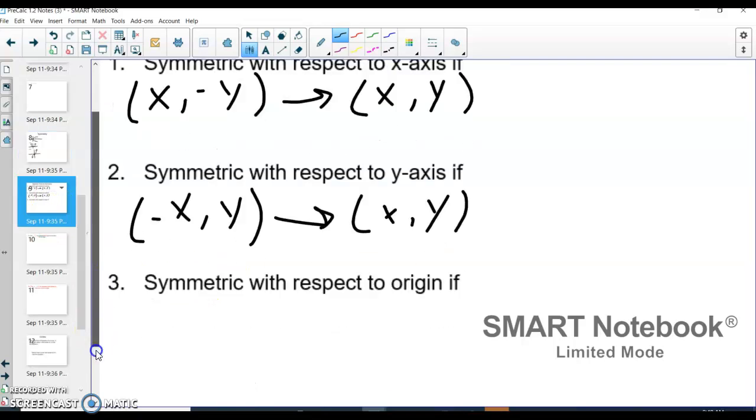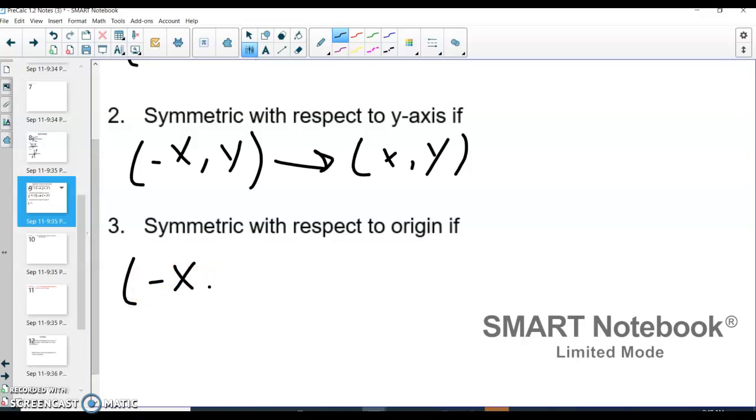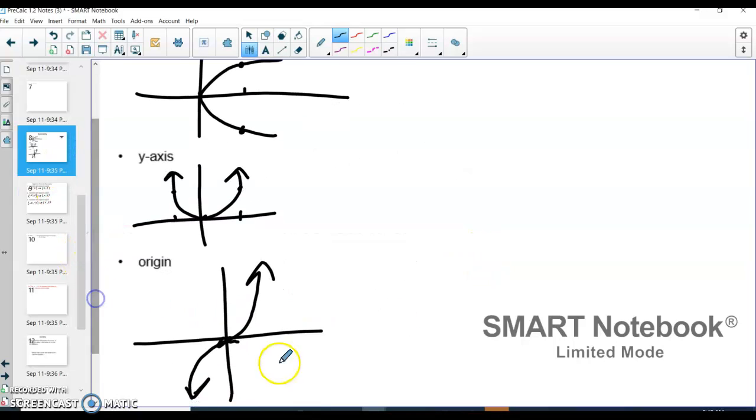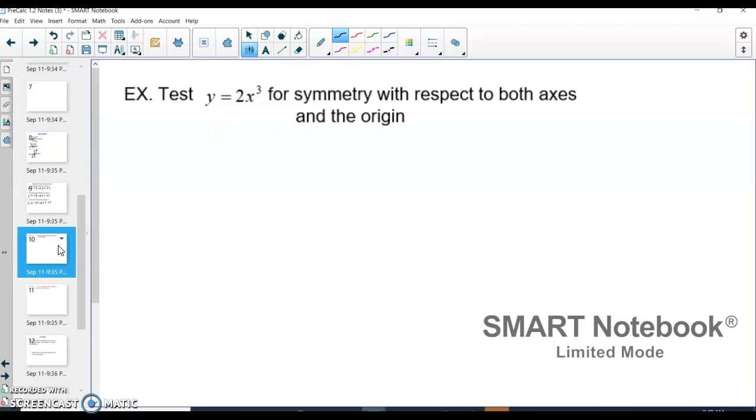Origin symmetry: you plug in a negative x and a negative y, and if it comes out as a positive x and a positive y, then we know we have symmetry. That's related to the idea that a negative x and negative y somewhere down here should be the same as a positive x and positive y somewhere up here. Okay, so we'll see one right here.